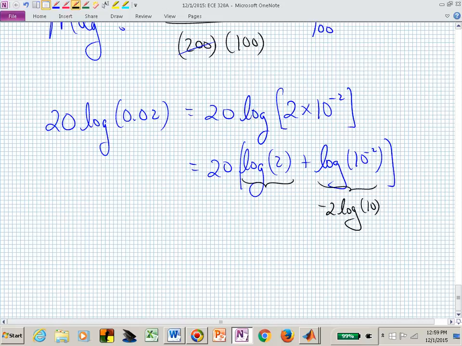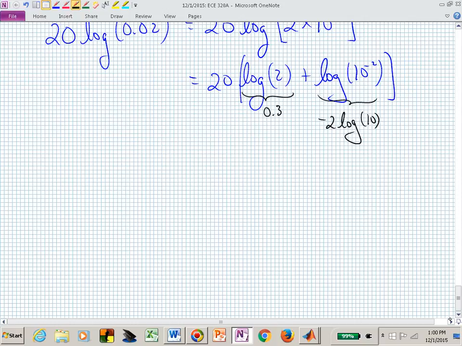Yes? It's approximately 0.3. And you know what the log of 10 is, correct? That's 1. So now we have 20 times 0.3, or 6, and we have minus 40 times the log of 10, but you said the log of 10 was 1, so we have 6 minus 40, or that constant of 0.02 in dB is minus 34 dB.